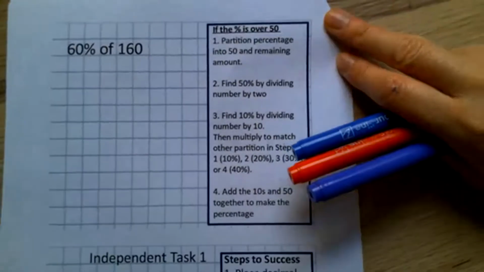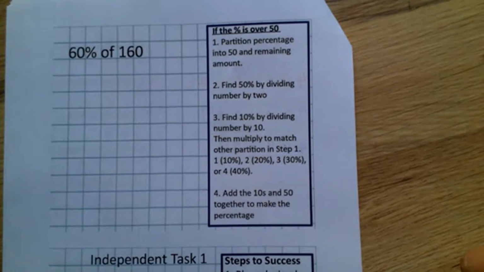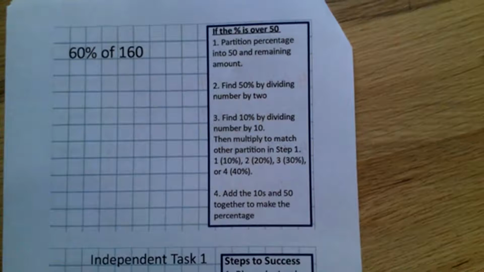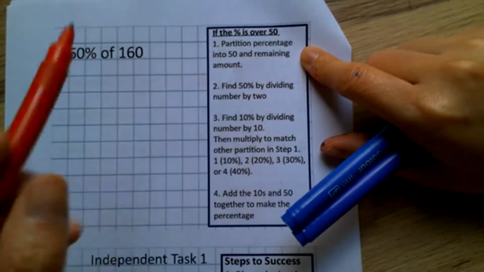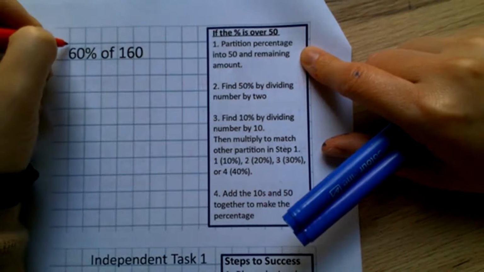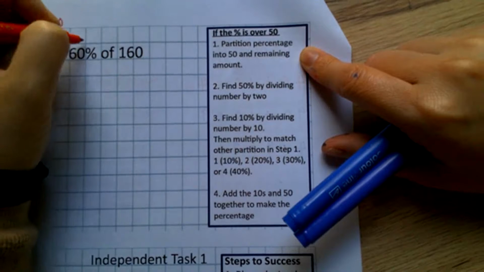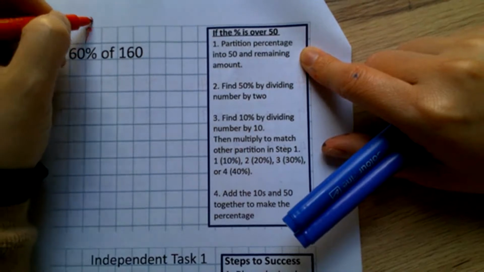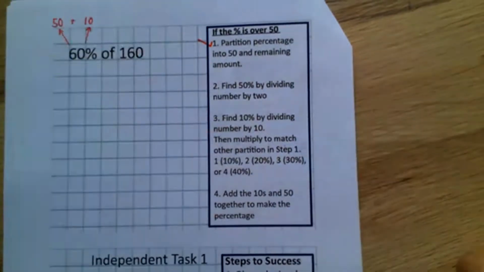Okay, and the next one here, if it is over 50%, what I'm going to do is first of all partition the percentage into 50 and the remaining amount. So I have 50, and then what more do I need to complete 60? 10. So I know that 50 plus 10 equals 60. So I've done step 1.